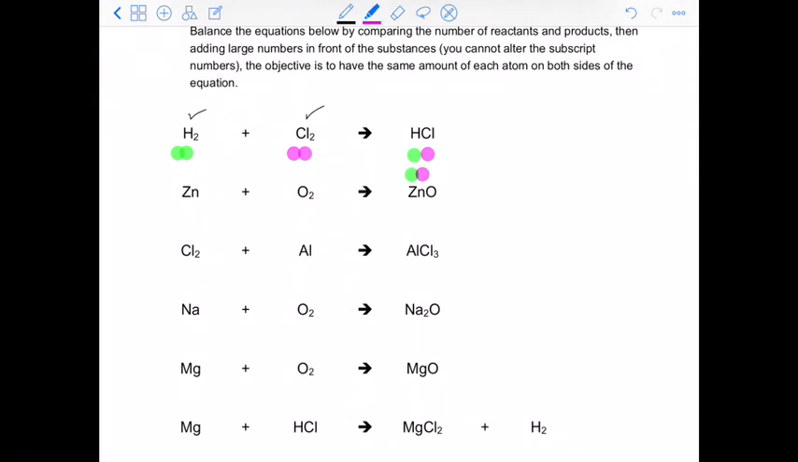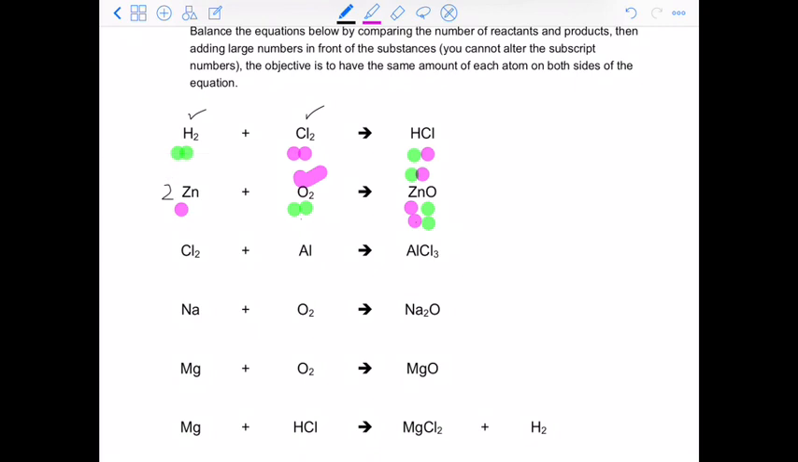So zinc, 1 zinc. Oxygen is O2, 1, 2. Zinc oxide, zinc oxide. Okay, my zinc is balanced, that's fine. Then I look at my oxygen. I have 2 here, 1 here. Oh, it looks like I need to add another oxygen. And that oxygen has to come with the zinc. So now I have 2 oxygens, so now my oxygen is fine. But wait, I have 1 zinc and 2 zincs. So I need to add a 2 in front of it.